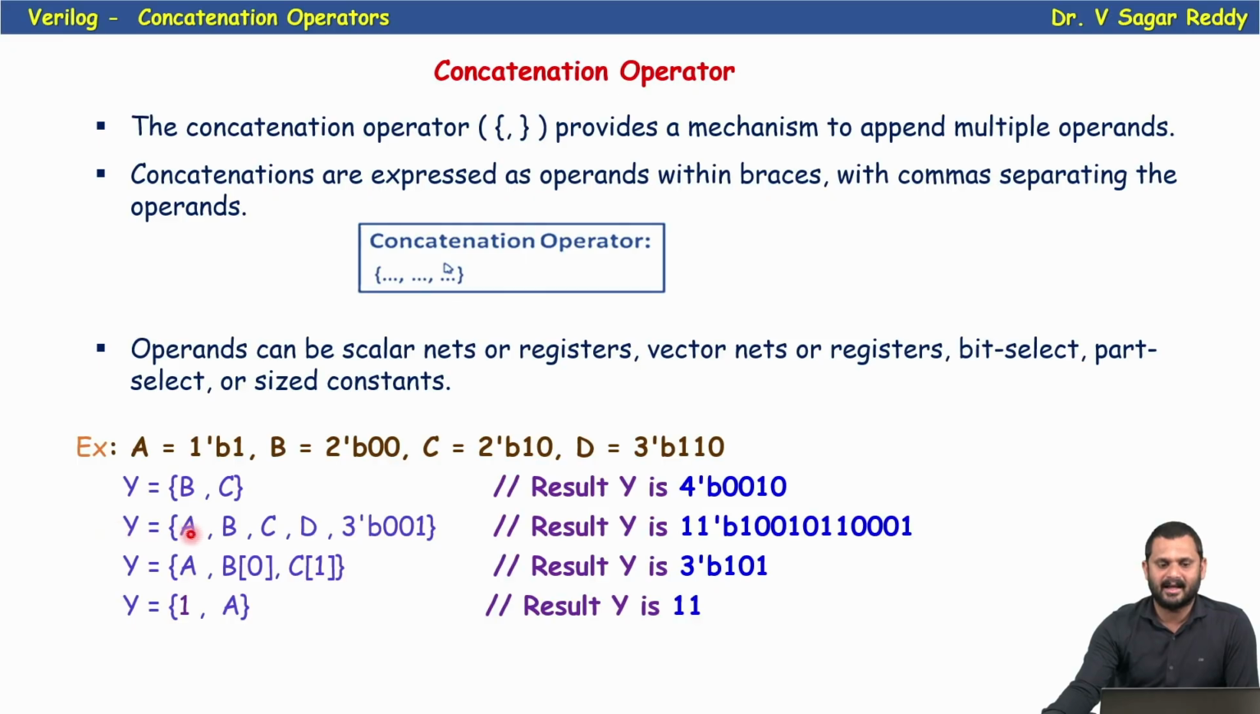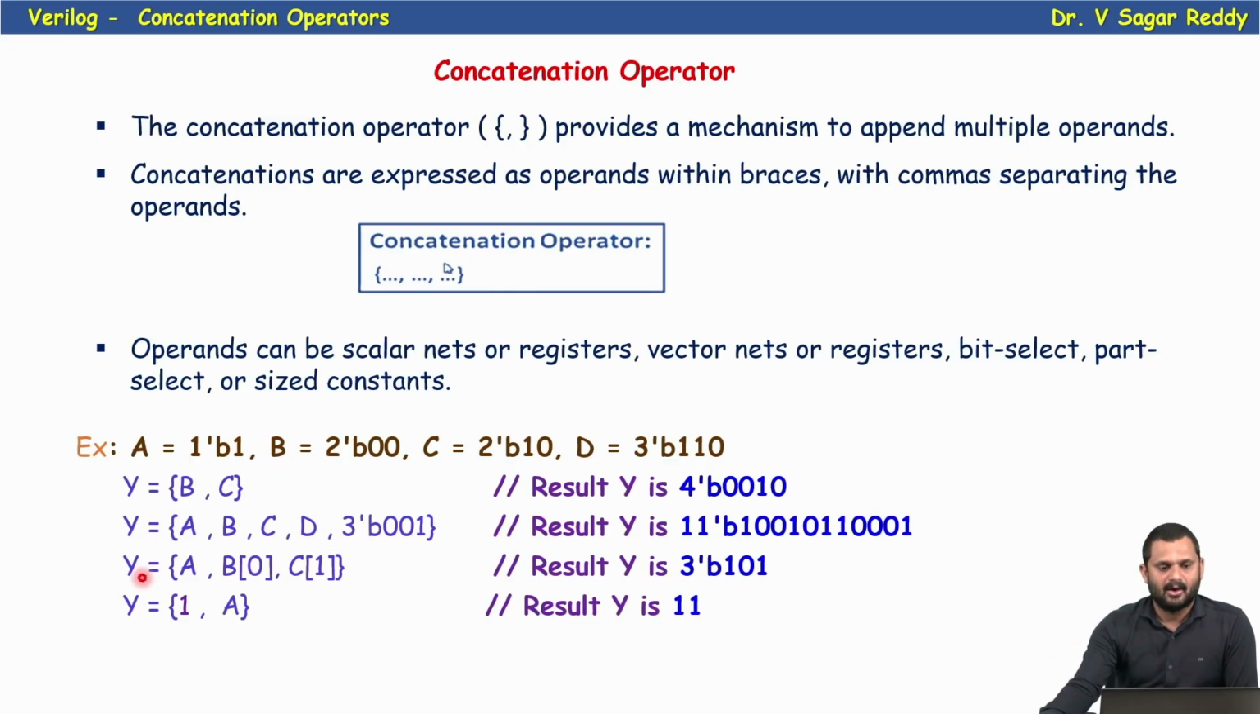Same way, if I concatenate {a, b, c, d}, what is the a value here? 1 bit, so we'll get 1 bit. The b value is 00, so we'll get 2 zeros, and c value is 10, so we'll get 10, and d value is 110, so we're getting 110, with a 3-bit value. I hope you understand how we are concatenating 2 or more operands as a single operand, right?